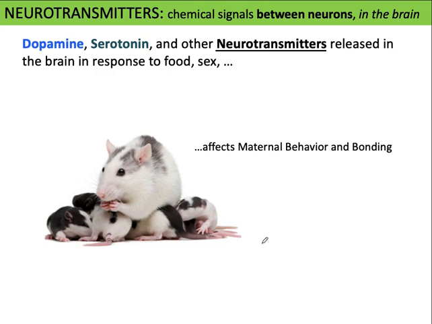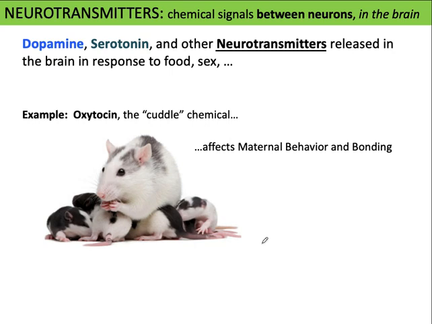Neurotransmitters can influence maternal behavior and bonding. And one example of this is oxytocin, which is the so-called cuddle chemical. It's been reported that oxytocin is released in the brain around the time of childbirth. And so we can see that a range of these neurotransmitters have really profound and strong effects on our mood and our behavior. It's not just for humans, it's for all animals.